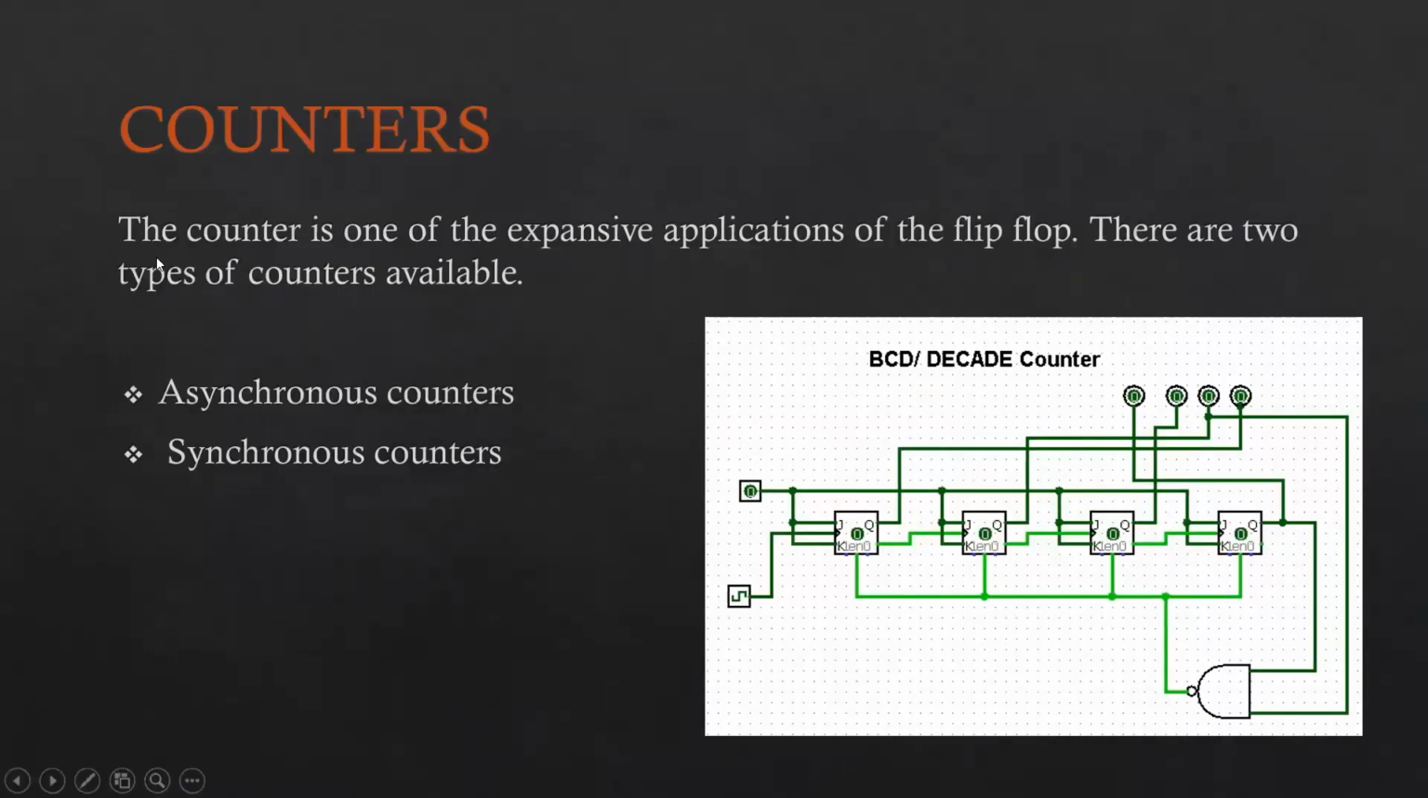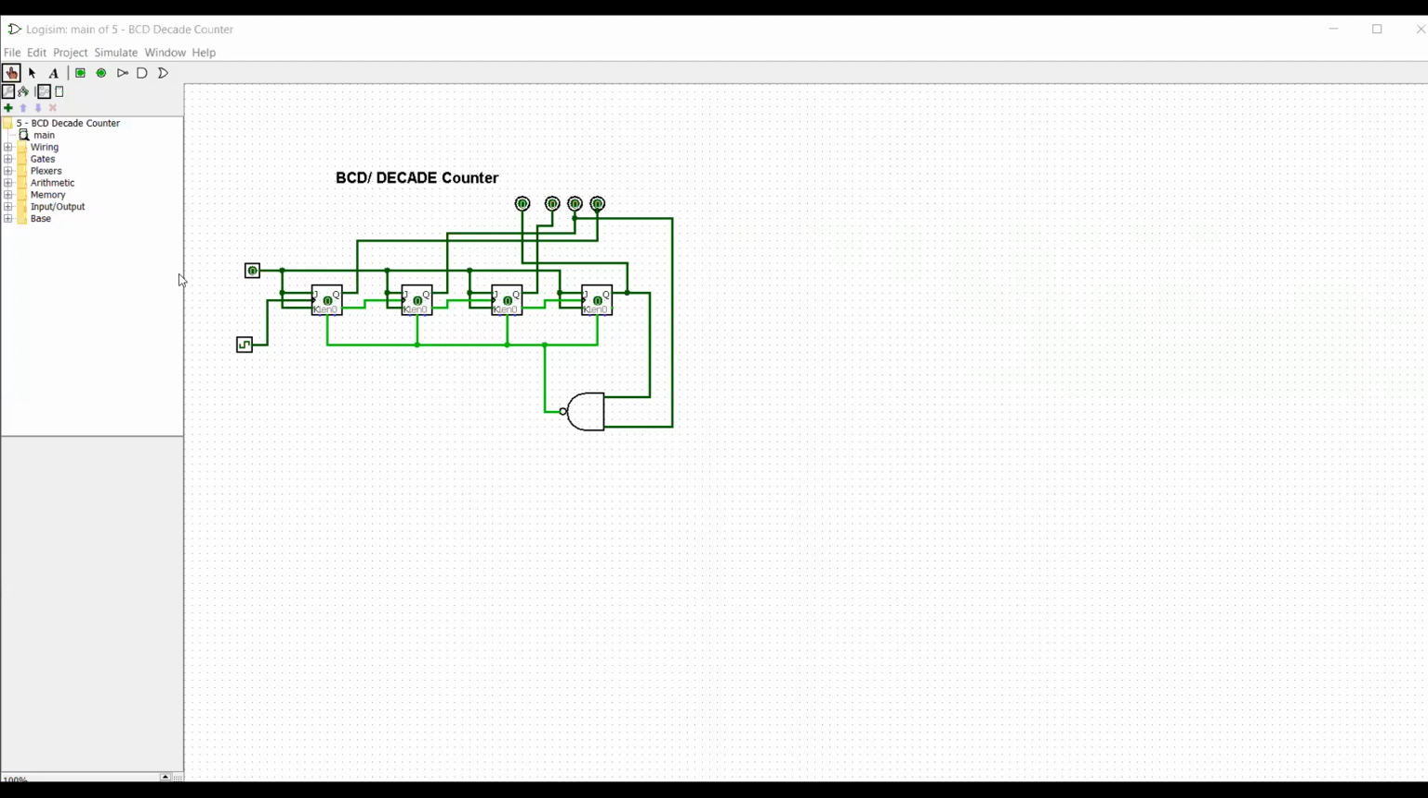Counters. The counter is one of the important applications of the flip-flop. There are 2 types of counter available: asynchronous counters and synchronous counters. We are going to see about the BCD or decade counter. And here you can see the counter circuit. Now I'll show you how the counter runs.